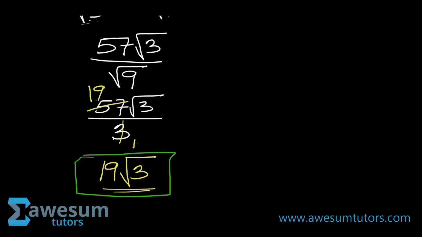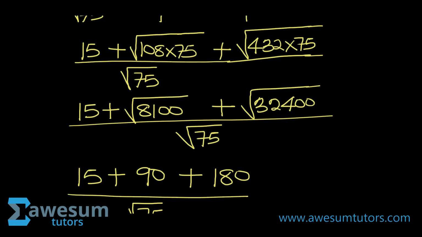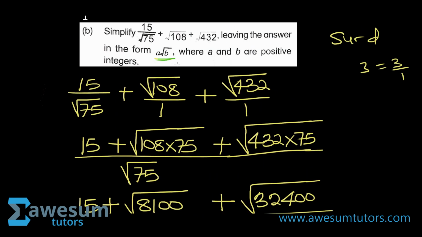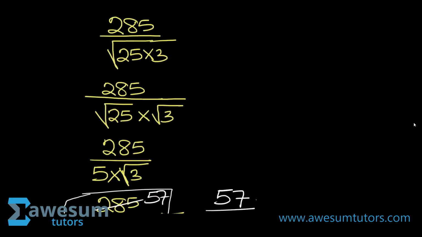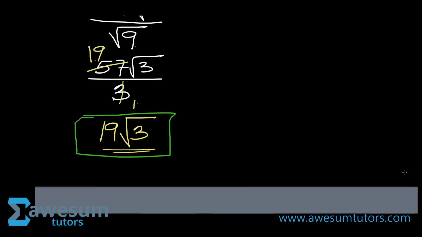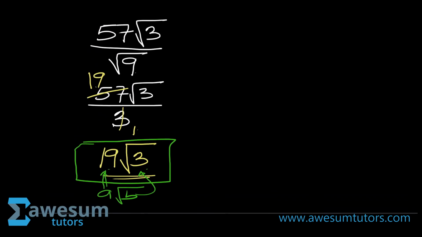Remember what the question says. The question says to leave your answer in the form a root b, where a and b are positive integers. And what have we done? Take a look. Our final answer right here is 19 root 3, which is pretty much like a root b. Your a is your 19, your b is your 3. You see that now? So this is your final answer. Very good, guys. I hope you understand how I was able to solve this problem set.